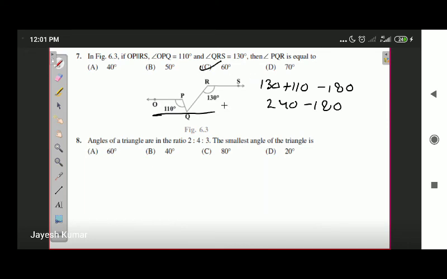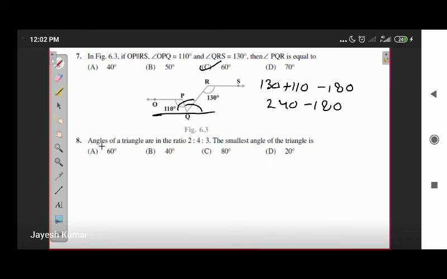Okay, this is also a question of NCERT. You can check the solution there. This is a different way of solving the same question. 130 is this angle, 110 is this angle, and what I have done is I have taken the property of linear pair. You can also do it as we have done in the NCERT. This is a question of NCERT, that is why I have done it directly.